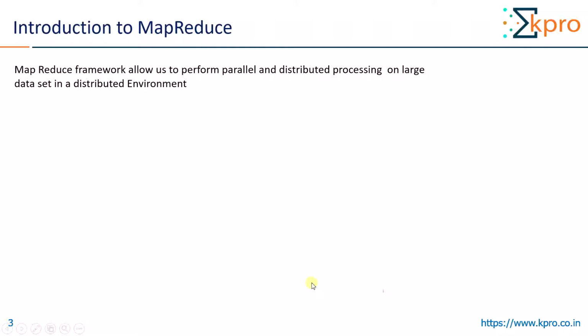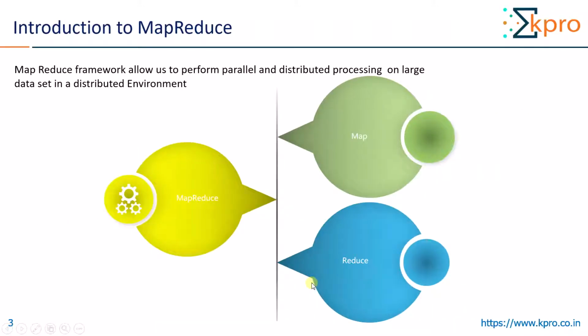MapReduce is a framework which allows us to perform parallel and distributed processing on large dataset in a distributed environment. MapReduce contains two tasks, map task and reducer task. During execution, map task gets executed first and then reducer task will start. Let us understand this flow with an example.